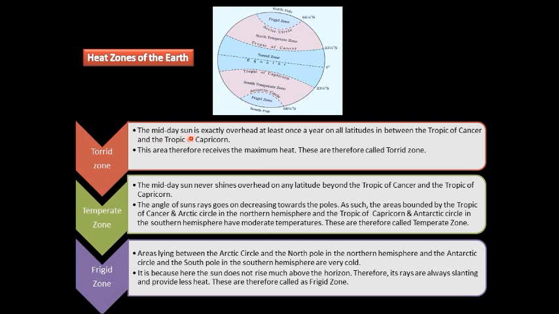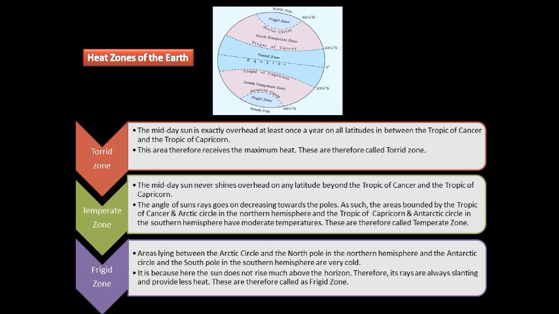Torrid zone: the midday sun is exactly overhead at least once a year on all latitudes in between the Tropic of Cancer and the Tropic of Capricorn. This area therefore receives the maximum heat. These are therefore called the torrid zone. The sun travels between the Tropic of Cancer and the Tropic of Capricorn for the entire year. So the direct intensity of sun rays always falls in this region, and this region experiences the maximum amount of heat energy.